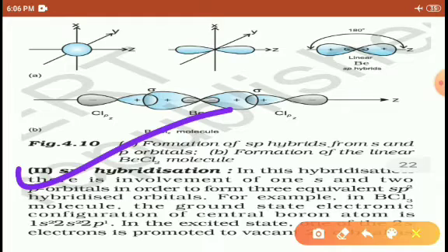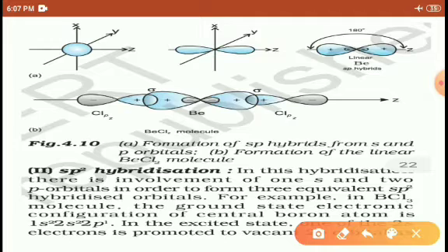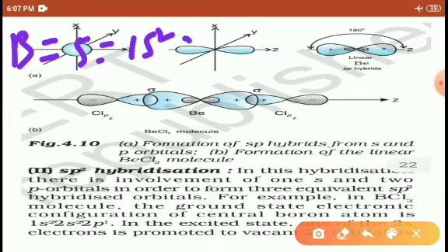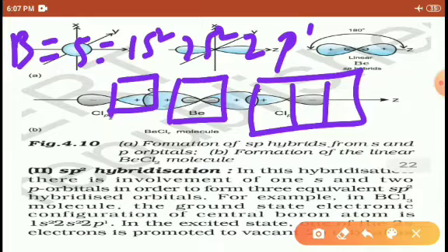Next, sp2 hybridization. If you understand sp hybridization, the same process applies to sp2 hybridization. In this case, one s orbital and two p orbitals are combined with each other. One example given here is BCl3. I will show you how the boron hybridizes. Atomic number 5, so 1s2, 2s2, 2p1. Right, students? Five electrons. Here one electron is promoted to here.